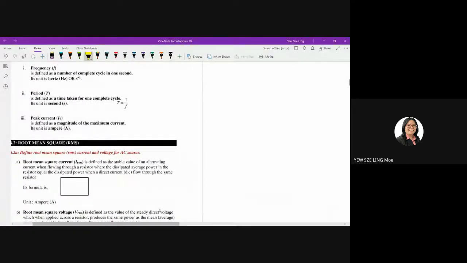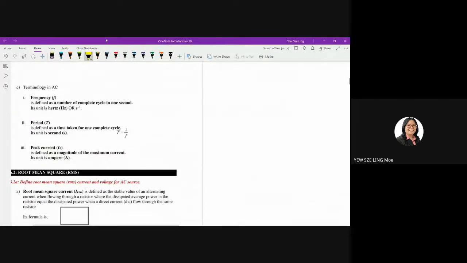Now, let us go through a few terms first. Important terms in AC. In chapter 6, we're going to see these few terms very often. It's the frequency. What does it mean by frequency? It is defined as the number of complete cycles in 1 second. Therefore, the unit is per second. Period is the time taken to complete 1 cycle. The unit is second.